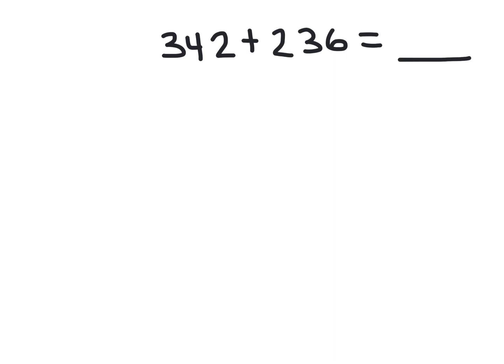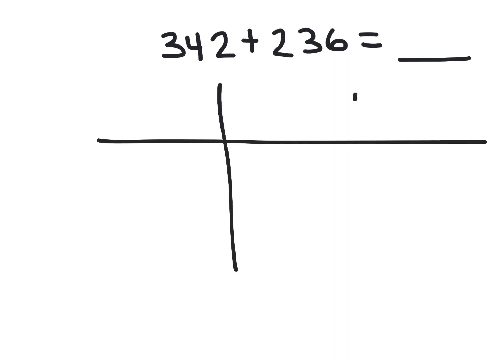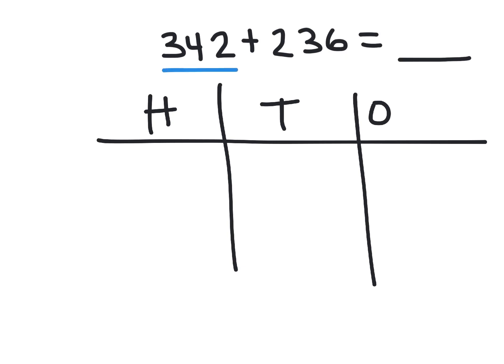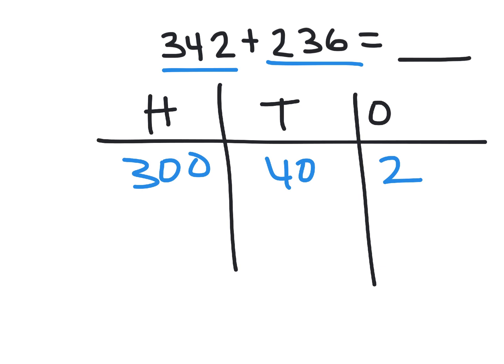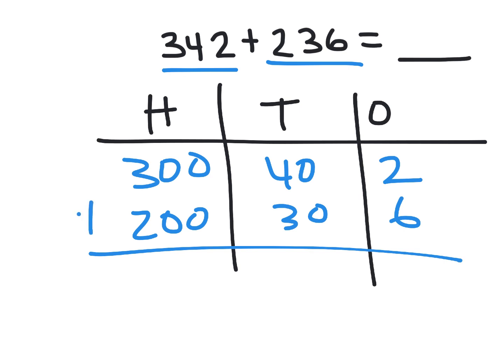Write down the problem, and once you've done that, we're going to set up our chart, our hundreds, tens, and ones. And we use expanded form to help us set up our numbers. So we'll go ahead and we'll take the 342 and pull it apart. 342. We'll do the same thing for 236. Make our line, put our plus sign.